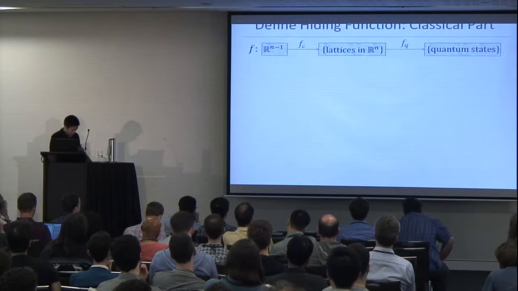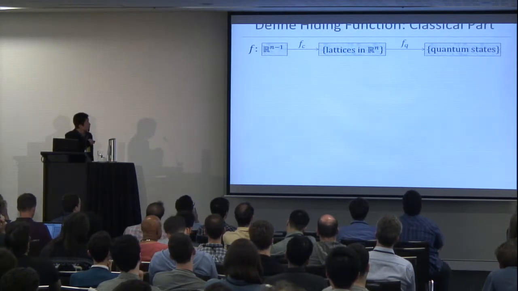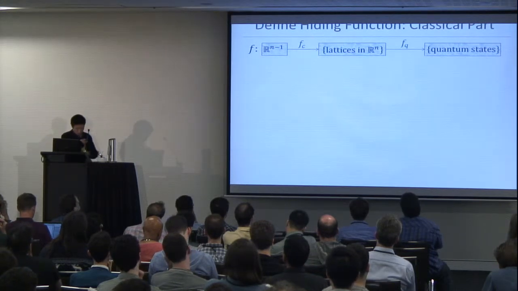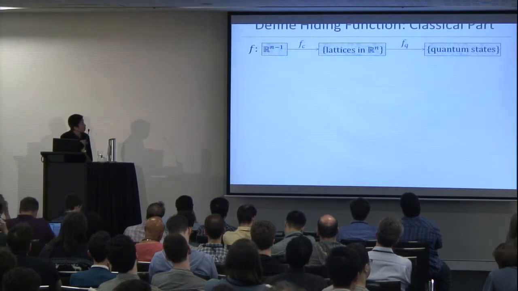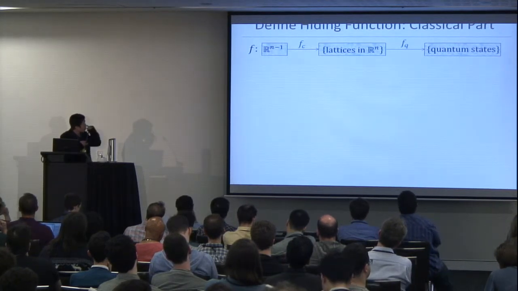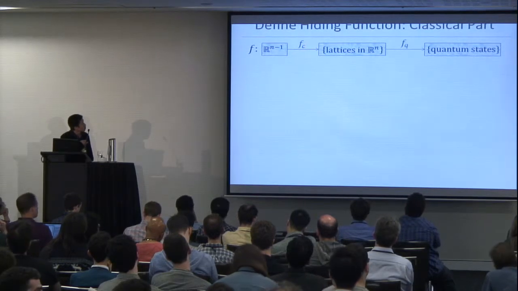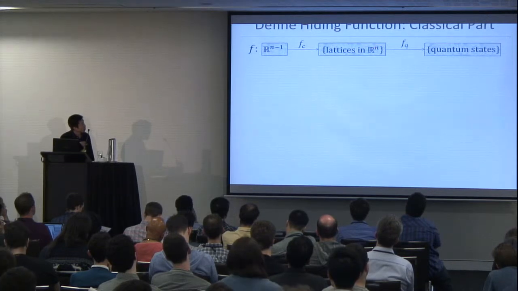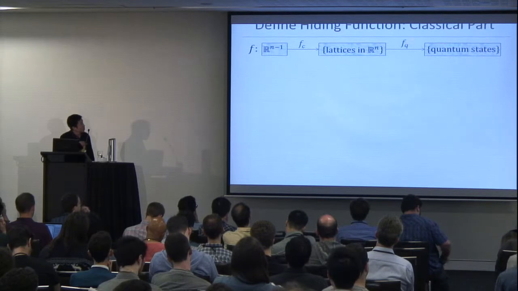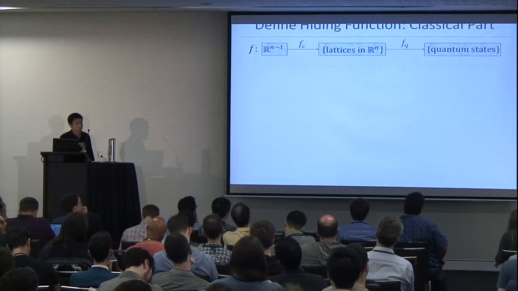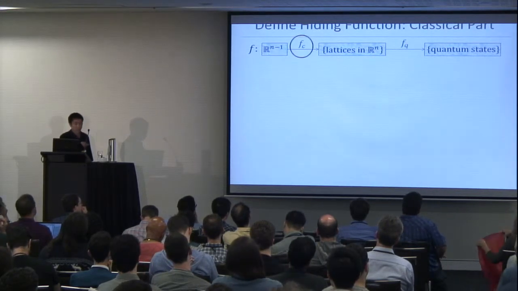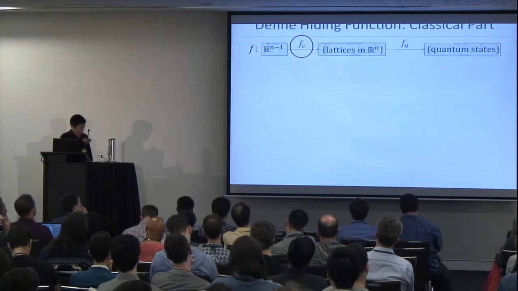Okay, now let's see how to define a function that hides the unit group. Our HSP function will be a composition of two functions. The first one takes an input vector and produces a lattice in R to the n. And then for technical reasons, we introduce the second function, which encodes a lattice into some quantum state. Let me explain the classical function, the first part, first.